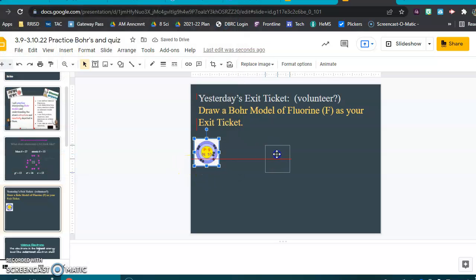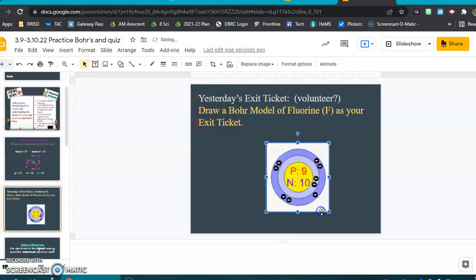So this is what the Bohr model of fluorine looks like. Remember, I love Bohr models because here you've got protons, 9: 1, 2, 3, 4, 5, 6, 7, 8, 9. So it kind of tells you the electrons, and then you know the leftovers, because fluorine has a mass of 19, are neutrons. And it gives you a lot of information.